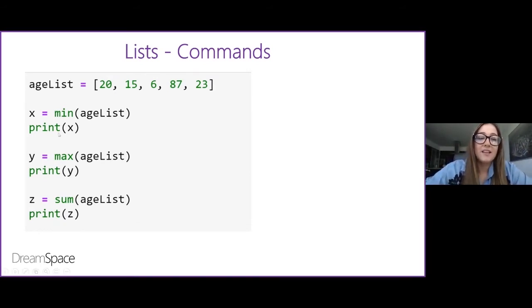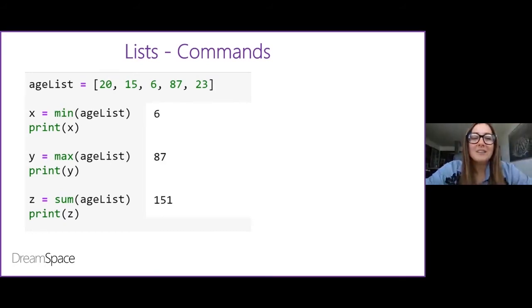So here, if I was to say what's the min of the age list, I would go with 6. So I'm hoping that's what the computer says. And then the max is 87, and then the sum, I'm not that good at maths, I am going to have to see what the computer gave. So yeah, 6, 87, and 151, okay?